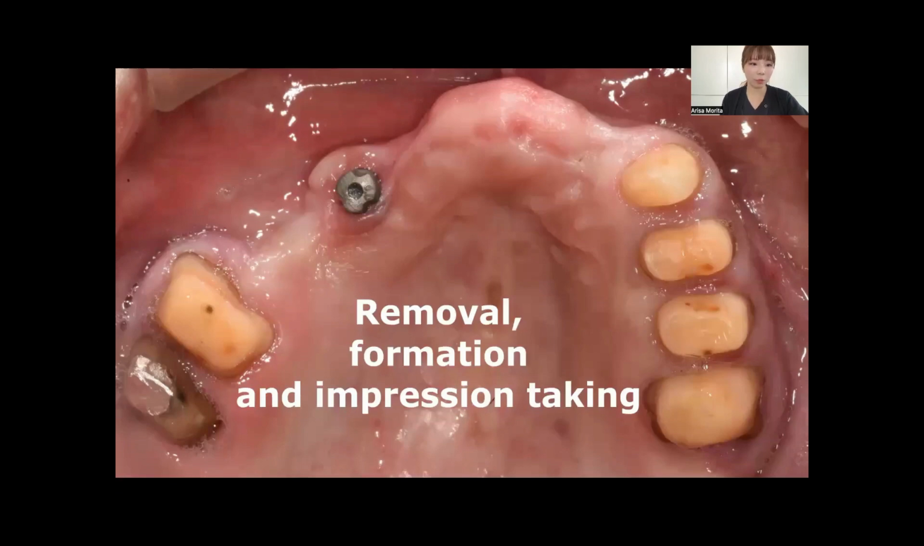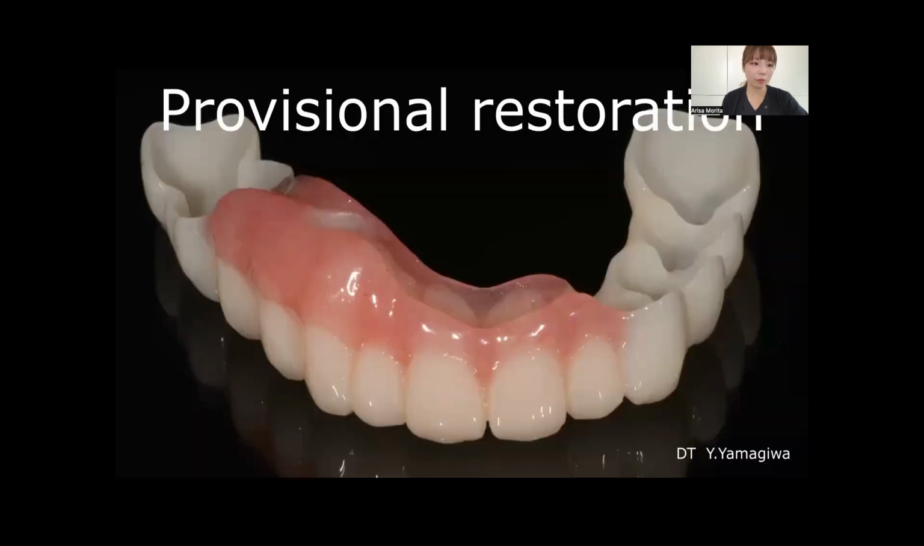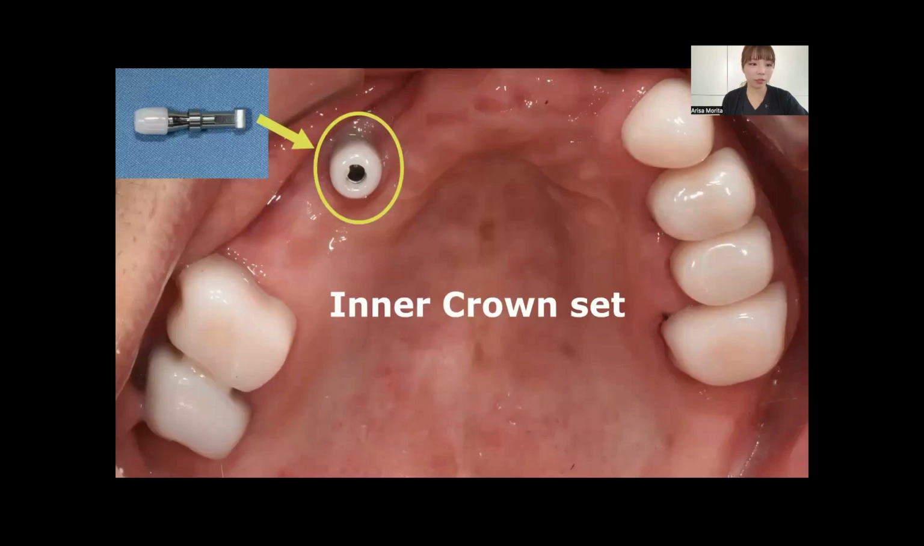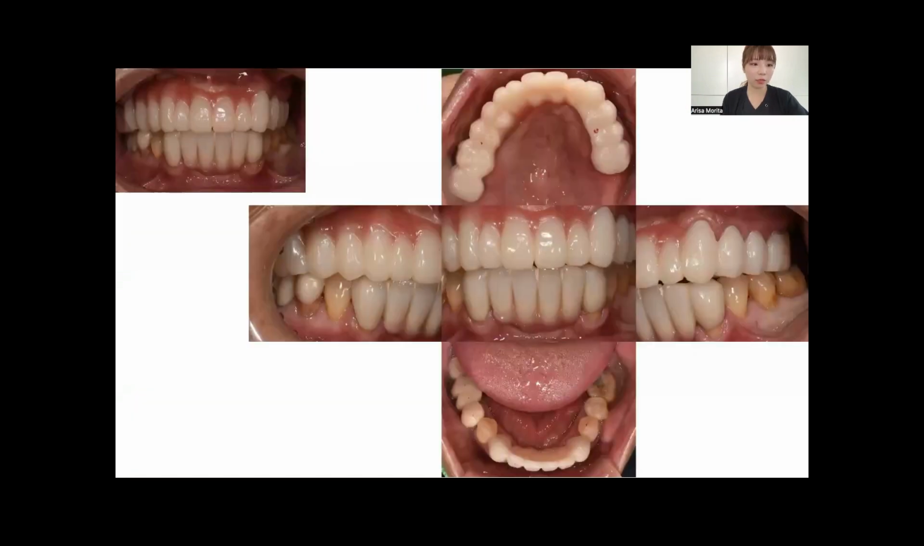The crown was removed and the impression was taken. That day, temporary dentures were put on. I stayed in this state for 6 days. This is the provisional restoration, set with an inner crown. Then the provisional restoration was set. It was removable and could be used without any problems.